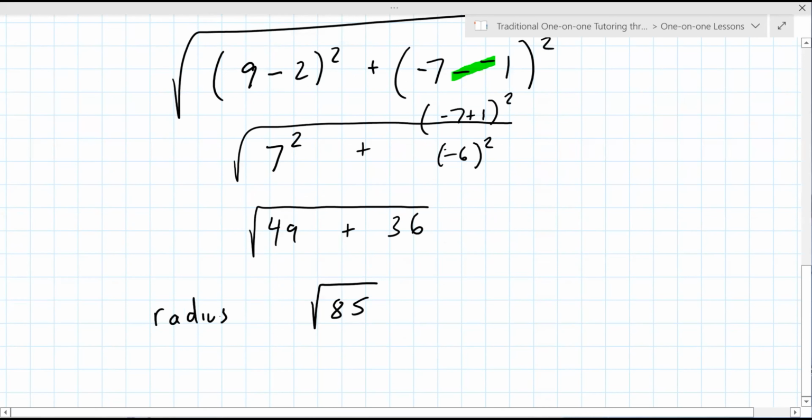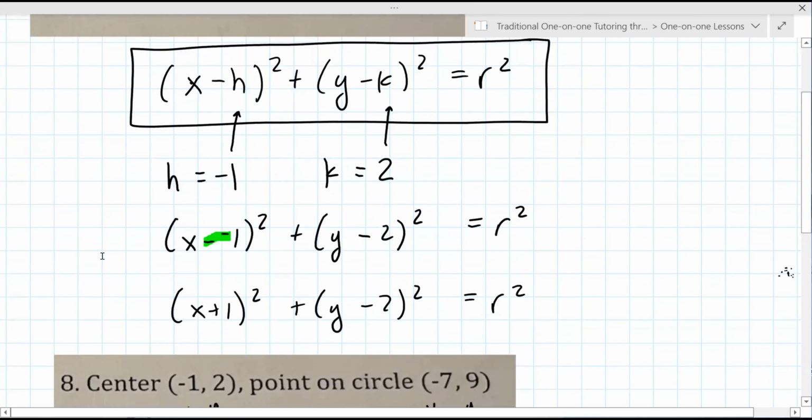This is the radius. The radius is the square root of 85. Okay, that's the real answer. So let me know when you get this down. Got it down. Okay. So now we're going to go back to this line right here. I'm going to copy it down.